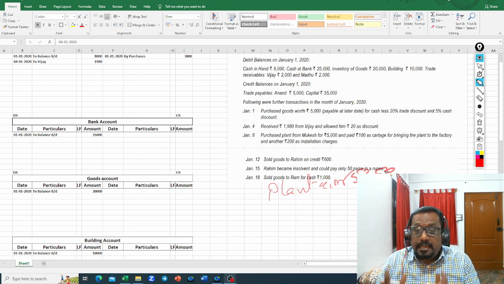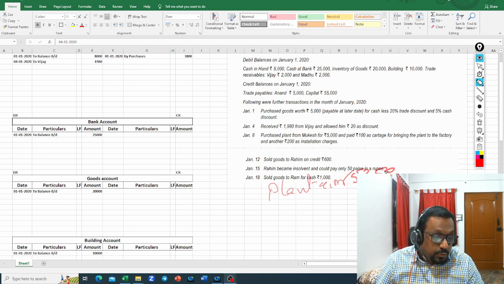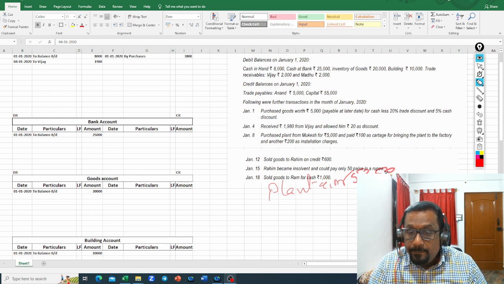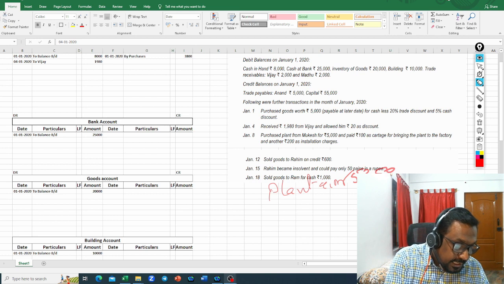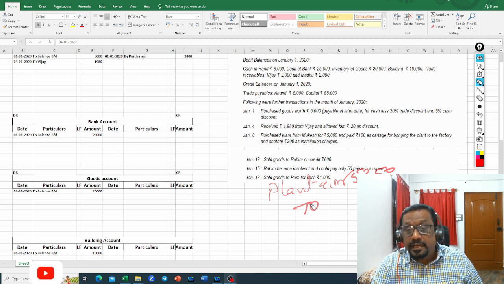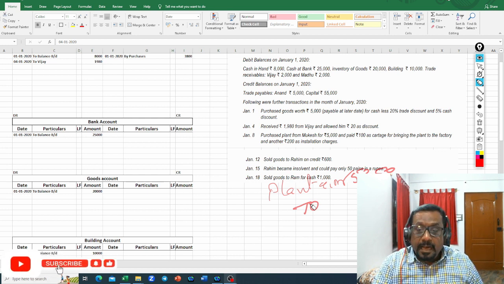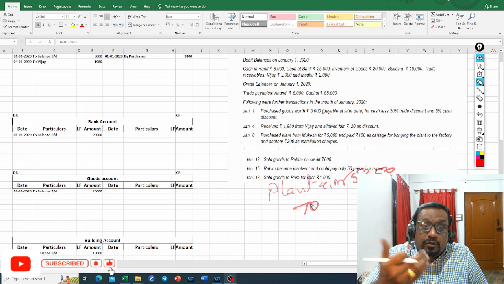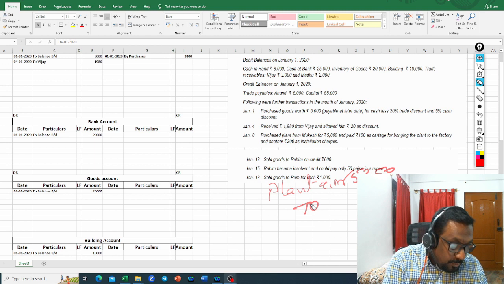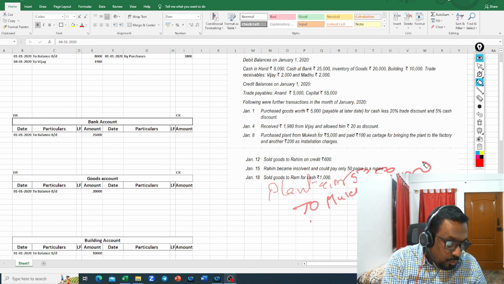They are treated as capital expenditure. Hence, you need to add those two expenses also to your plant. So plant account 5,300 to, we purchased this plant from Mukesh for credit. When we purchase plant from Mukesh, we have to pay 5,000 rupees to Mukesh. We did not pay that. So Mukesh 5,000 to cash.